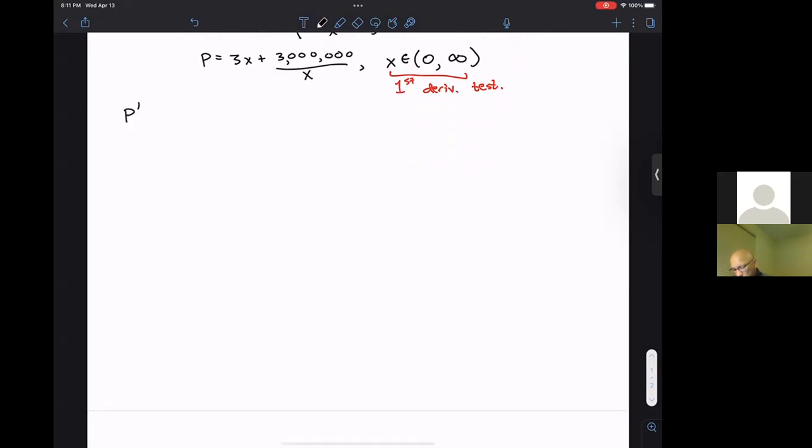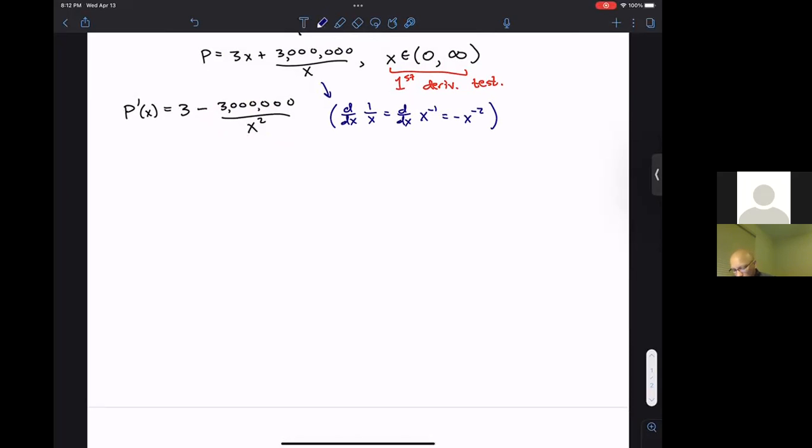So P prime of x equals 3, since 3x becomes 3, and then minus 3 million over x squared. Now how did I get that? That might have been a little fast. I'm looking at the derivative of 1 over x. I'm leaving the 3 million alone, it's a constant. The derivative of 1 over x is the derivative of x to the minus 1, which is minus x to the minus 2. That's where the minus 1 over x squared came from.